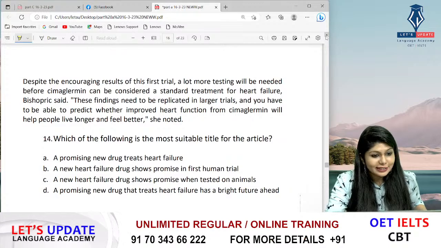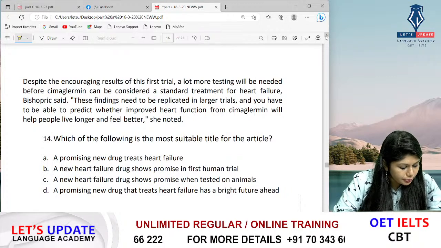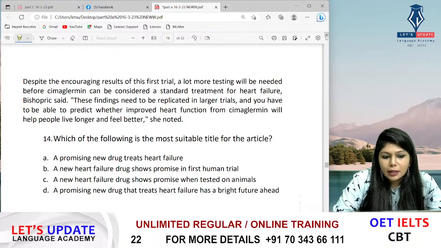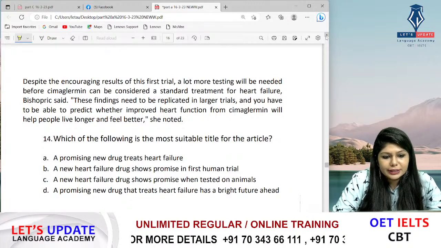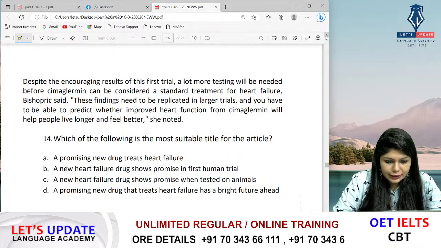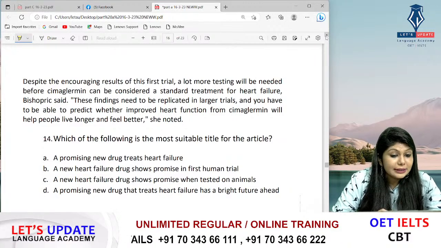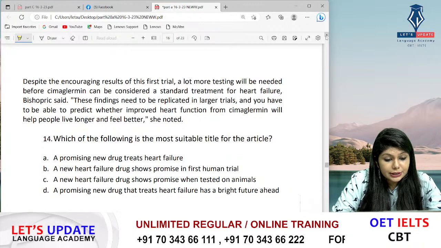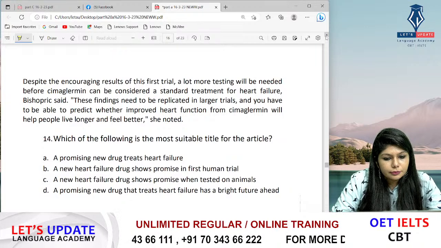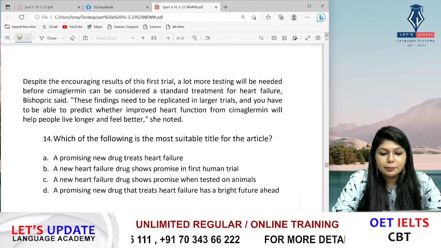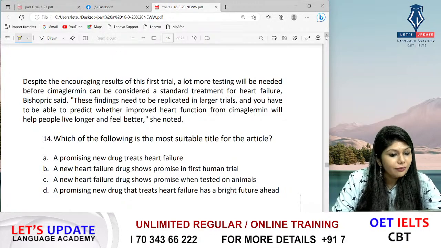Okay, so let's look at this paragraph. What is mentioned in the paragraph? Despite the encouraging results of the first trial, a lot more testing will be needed before it can be considered a standard treatment for heart failure. That is something that they have said. And then what they said is these findings need to be replicated in larger trials, and you have to be able to predict whether improved heart function from semaglutide will help people live longer and feel better.